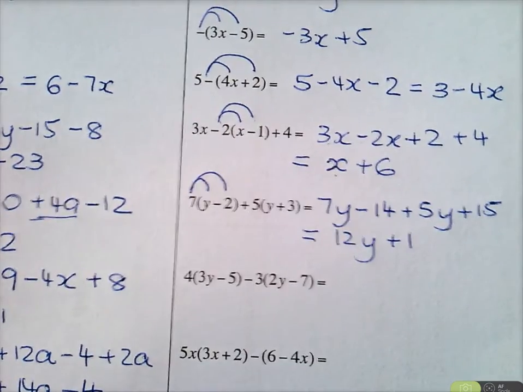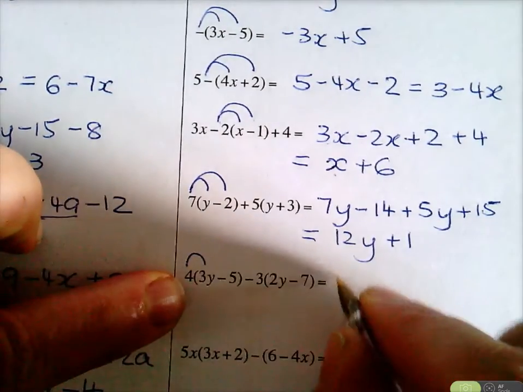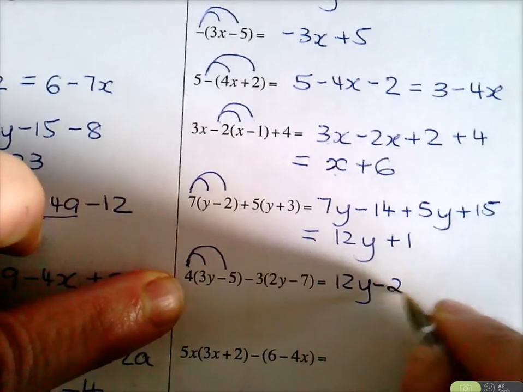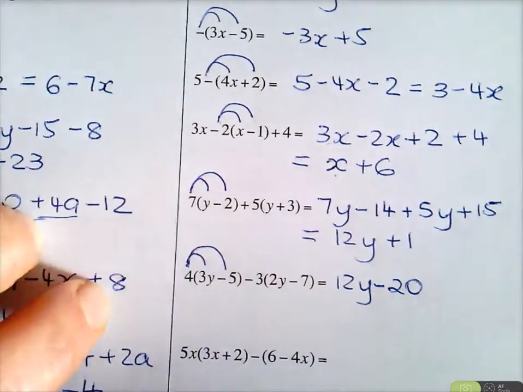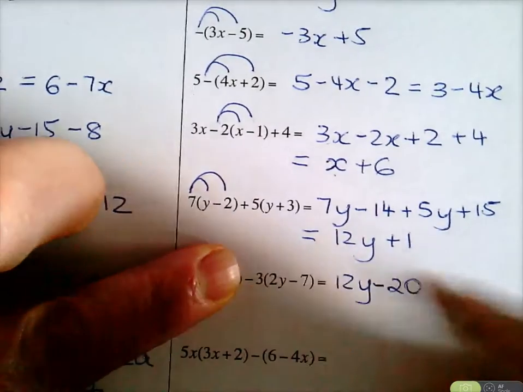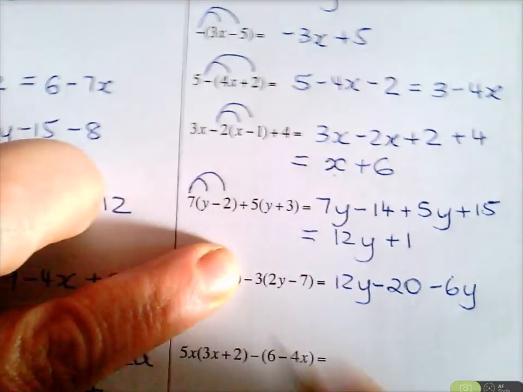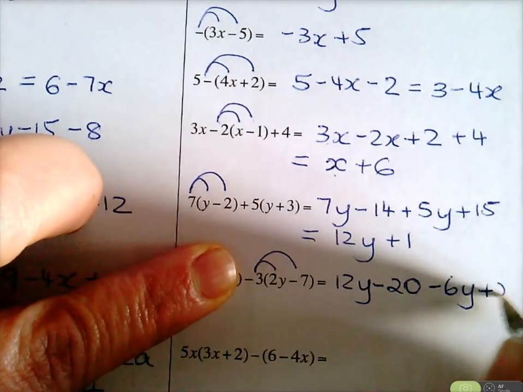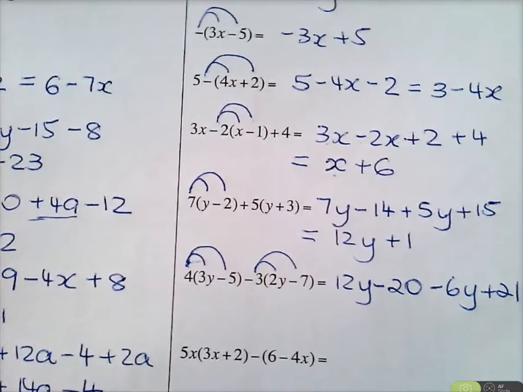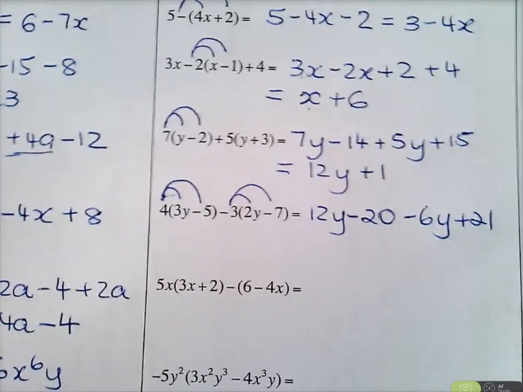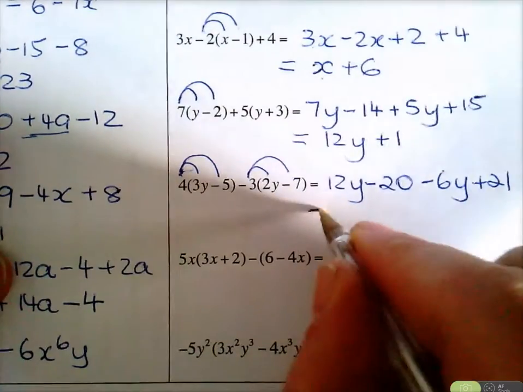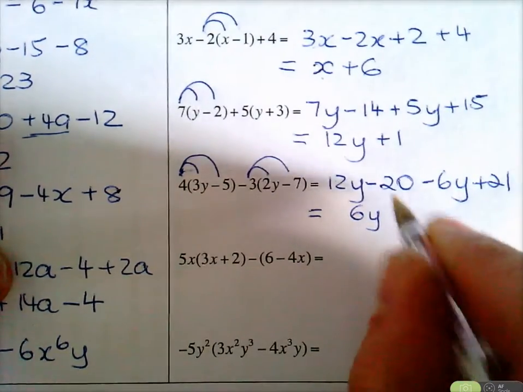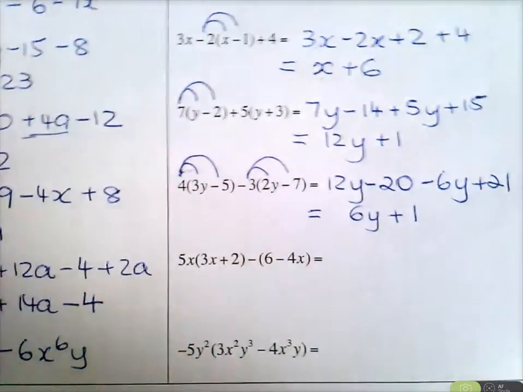The next brackets, 4 times 3y is 12y. 4 times minus 5 is minus 20. Those brackets are done, cover them up. Minus 3 times 2y is minus 6y. Minus 3 times minus 7 is plus 21. Collecting like terms. 12y minus 6y is 6y. Minus 20 plus 21 is plus 1.